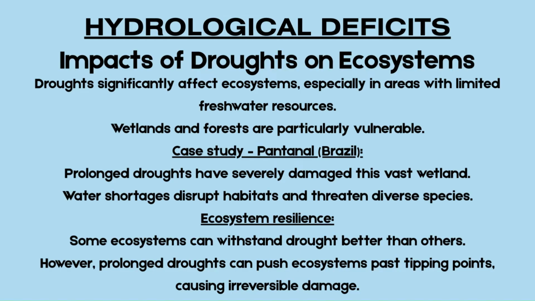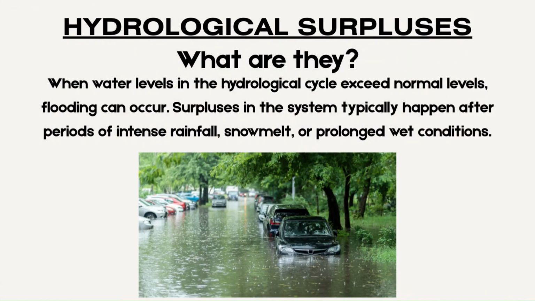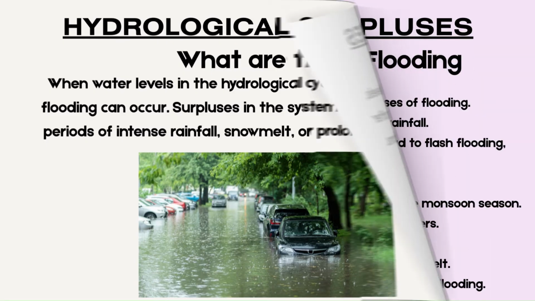While some ecosystems are more resilient than others, prolonged drought can push them past their tipping point, resulting in irreversible damage. Surpluses within the hydrological cycle can lead to flooding, with significant impacts for people. When water levels in the hydrological cycle exceed normal levels, flooding can occur. Surpluses in the system typically happen after periods of intense rainfall, snowmelt, or prolonged wet conditions.